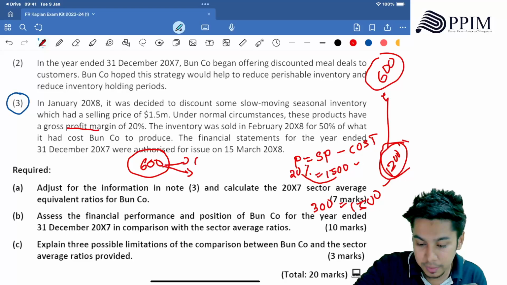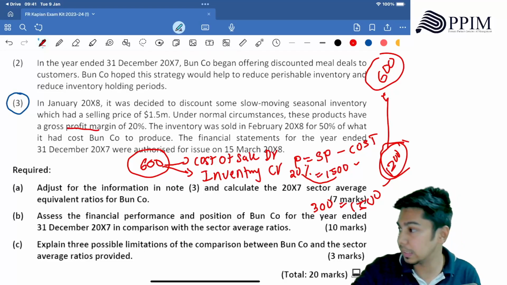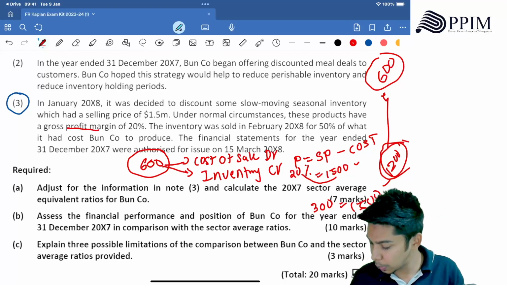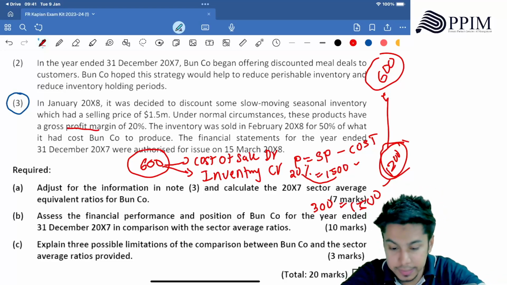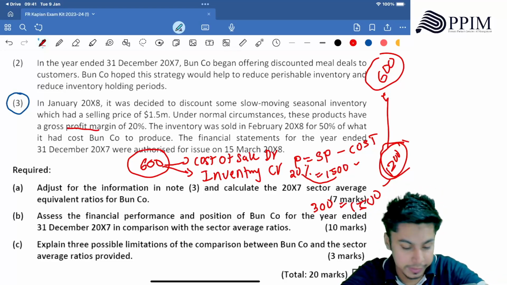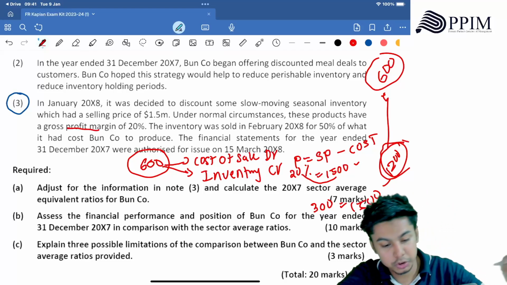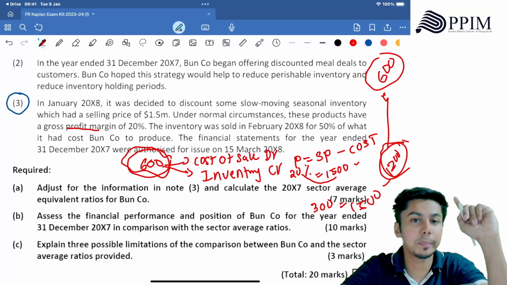So then what will happen? Cost of sale will become debit. Inventory will become credit. This is your answer. Right. Cost of sale will become debit and inventory account will become credit.